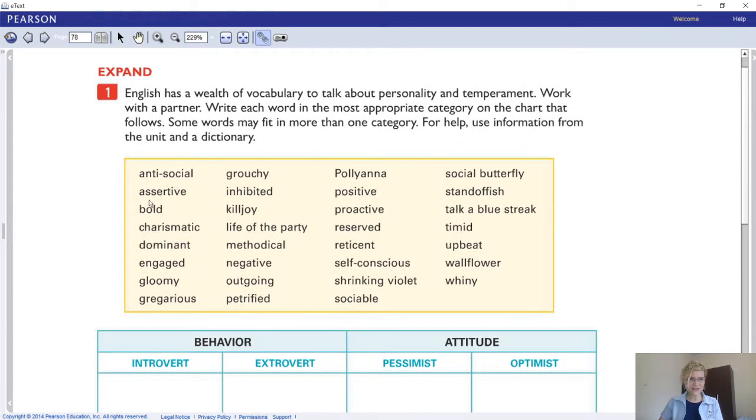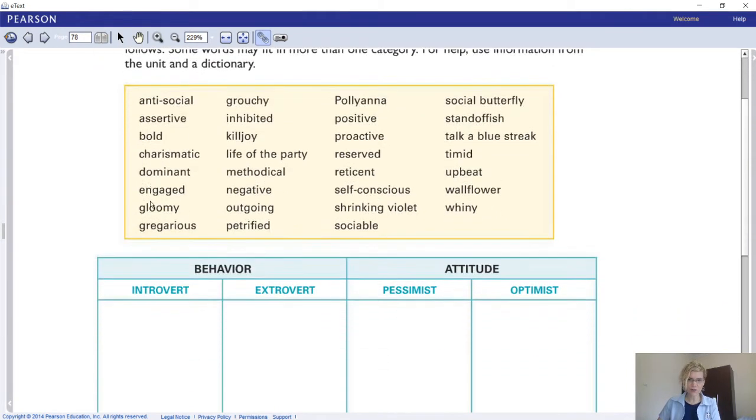Great! That brings us to the expansion of using the vocabulary. Let's go a little bit further. We're still working with words and phrases. Here it says English has a wealth of vocabulary to talk about personality and temperament. You're going to write each word in the most appropriate category. As you can see, we have the category of behavior and the category of attitude, which are two different things. That's what we've been talking about throughout this unit.